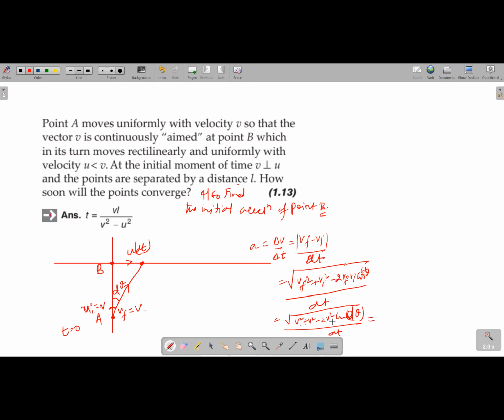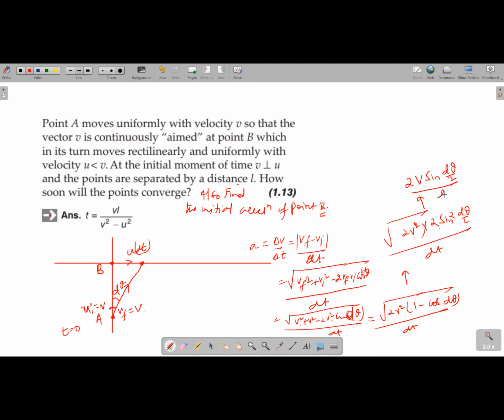So V square plus V square, 2V square. You can take common. So under root 2V square, 1 minus cos d theta upon dt. Now, under root 2V square, this is like 1 minus cos theta. 1 minus cos theta is 2 sin square theta by 2 upon dt. So from here you can say 2V square into 2, 4. So it will come out square root 2V sin d theta by 2 upon dt.